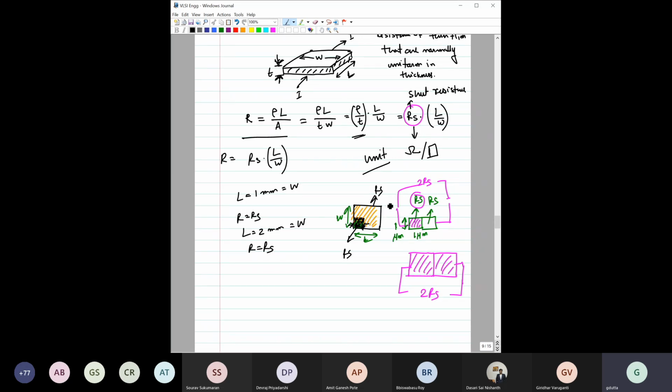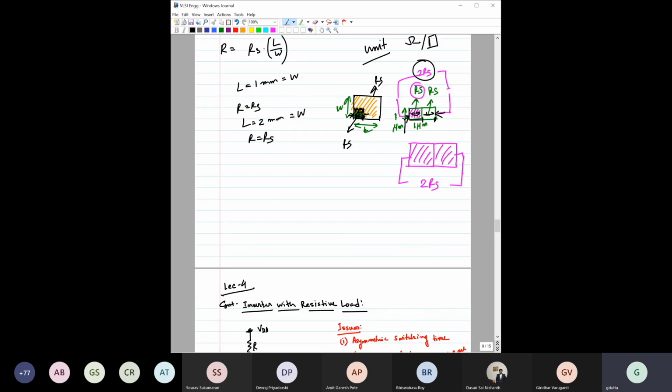This ratio, right? So if you fix the width, for example, here we have fixed 1 micrometer. If the length is 1 micrometer, then it's RS. If you take one more 1 micrometer, then this portion is RS and this portion is another RS. Then if you calculate the resistance between these two terminals, the effective resistance would become 2 RS. So this is the concept of sheet resistance, right?